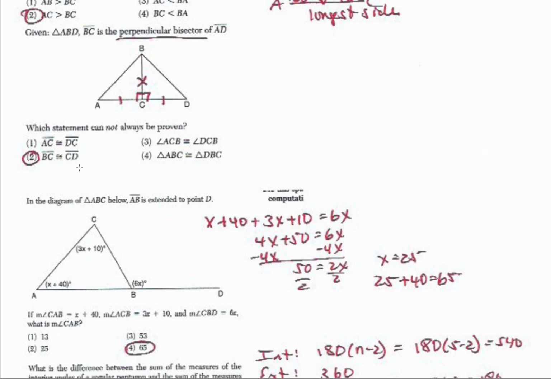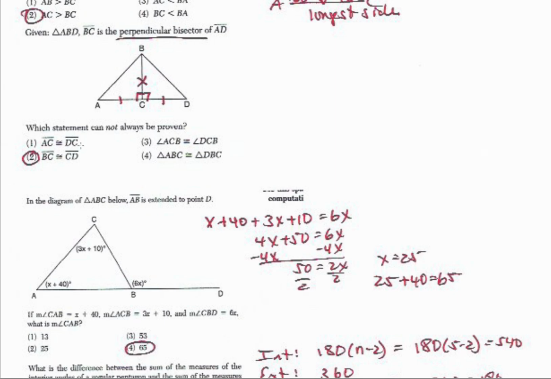Next up, given ABD with BC as the perpendicular bisector, that means I have right angles down here either side of C. So they're going to be congruent. And since it bisects it, AC and DC are going to be congruent. And I look and I see, well, I've also got a reflexive here. So that means the two triangles are going to be congruent by side angle side. So choice 4 can always be proven.